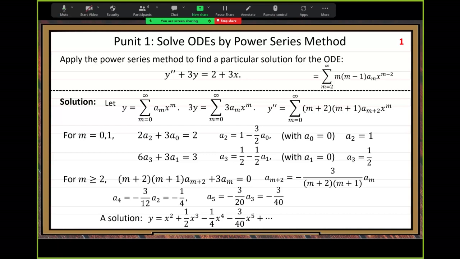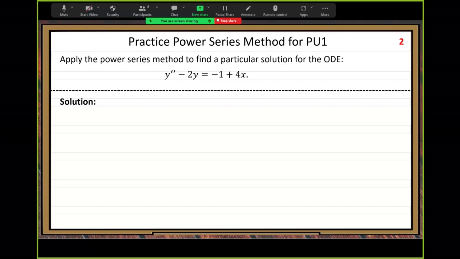Manage your time approximately like that. All right, next, let's practice. Practice 1, similar to this. Try this one. I work here, but I wait 2 minutes, then I work here.